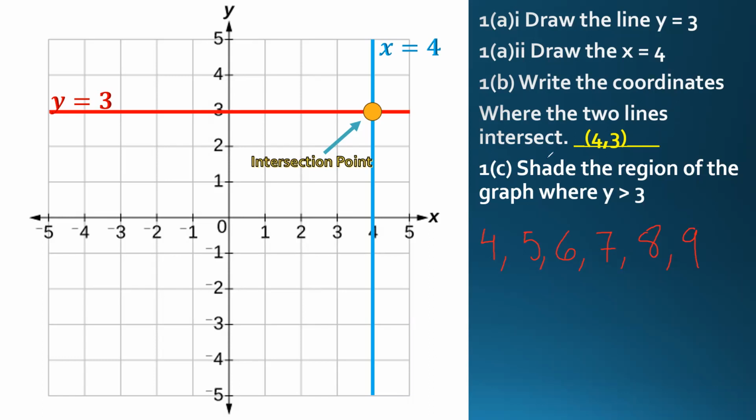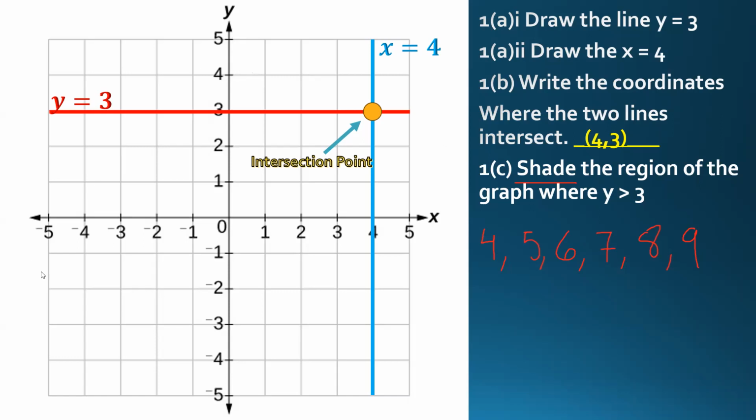Above 3. So when they say shade the region where y is greater than 3, are we going to shade below 3 or are we going to shade above 3? Shade above 3. Okay, so let's go ahead and shade above 3. When you shade, you're going to use a pencil to shade it in. Again, we're going to shade above 3. Why? Because these are going to be the numbers that are bigger than 3, right? So it's going to be above it.